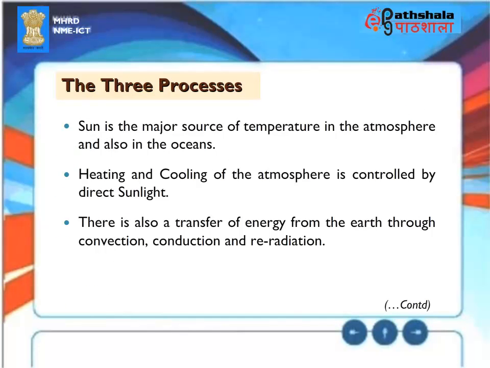The three processes. Sun is the major source of temperature in the atmosphere and also in the oceans. Heating and cooling of the atmosphere is controlled by direct sunlight. There is also a transfer of energy from the Earth through convection, conduction, and re-radiation.